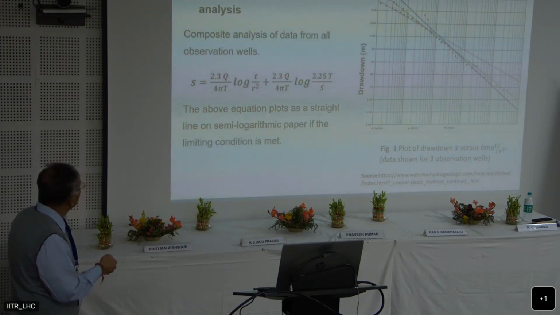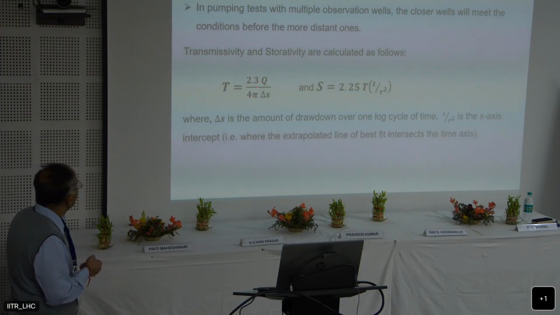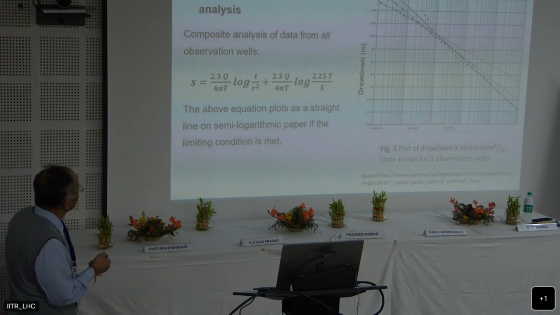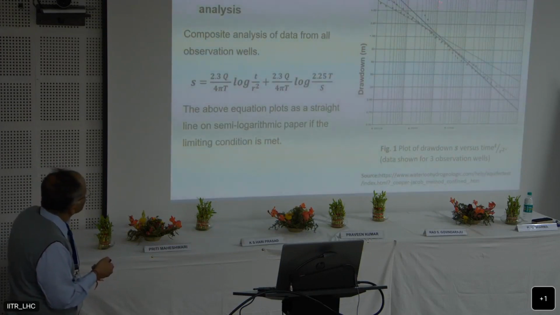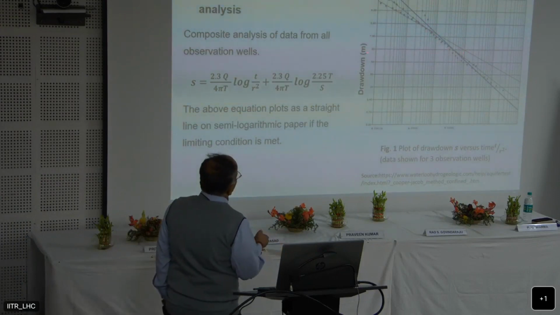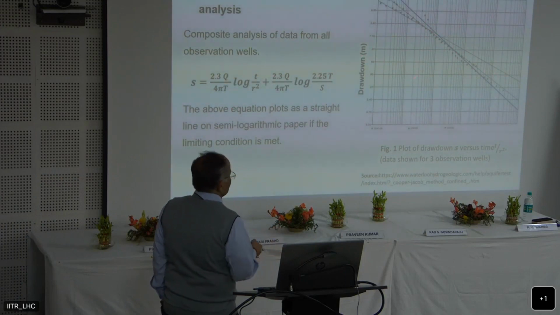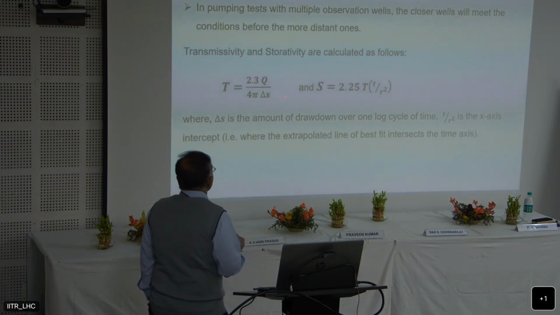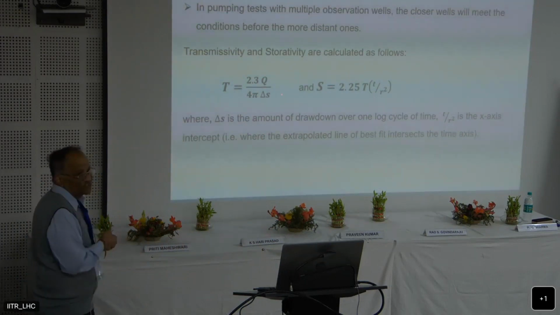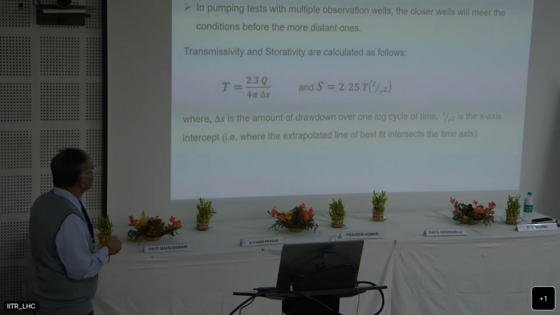So then we can find out T, the transmissivity, as 2.3 Q by 4 pi delta s, where delta s is the change in drawdown for 1 log cycle. That means, let us say this is 1 and 10. So take the corresponding s values for 1 and 10, and find out what this is. Or you may take 10 and 100. So use this expression. You know delta s, Q is known to us, so you can find out what T is. Okay, so once you know T, how do we get S?